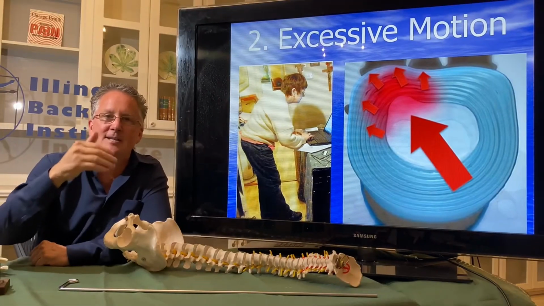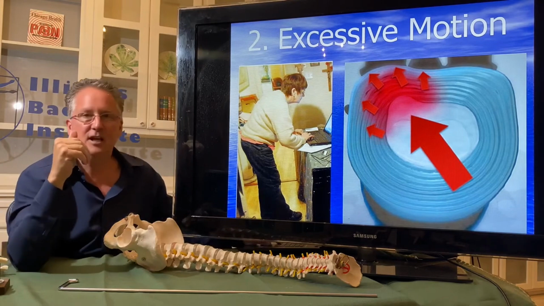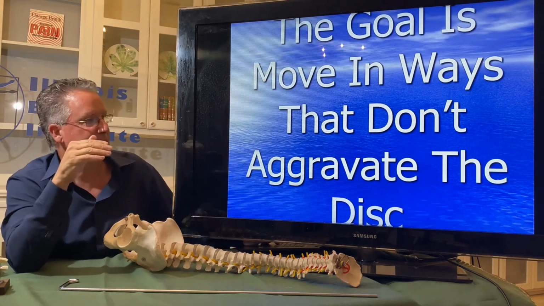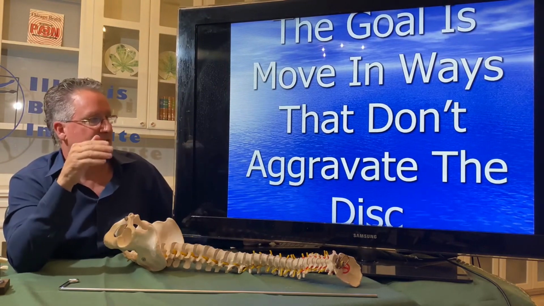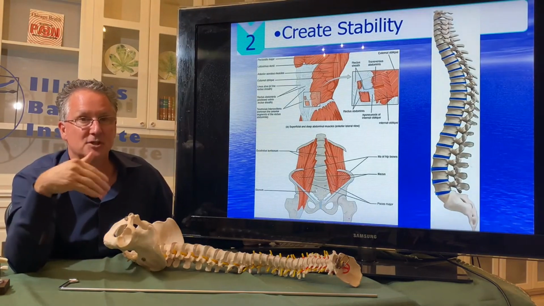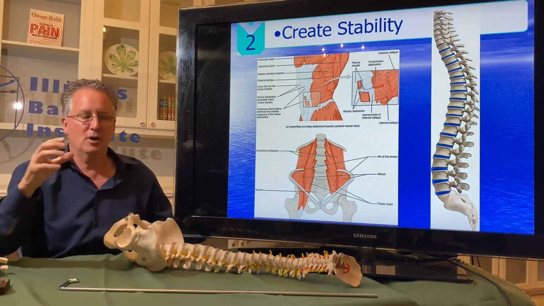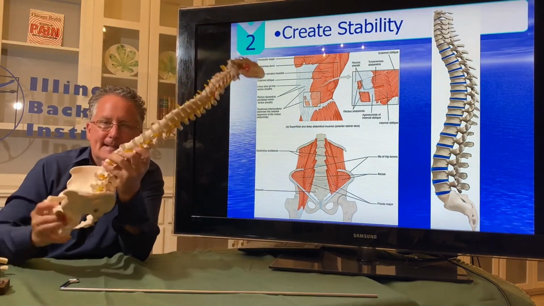Phase number 1 is to get the spine to calm down. It'll calm down if you move properly. That's the key. You don't want to aggravate the disc. So the goal is to make sure that you're sitting properly in the best position for your spine and you're moving properly. Number 1 is you want to make sure you're not moving on the disc.